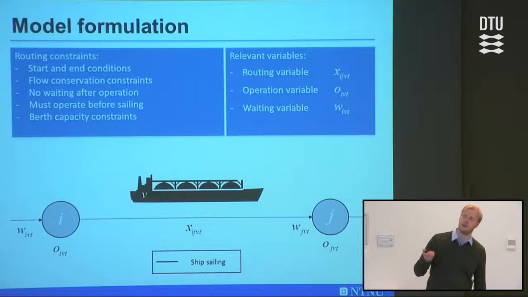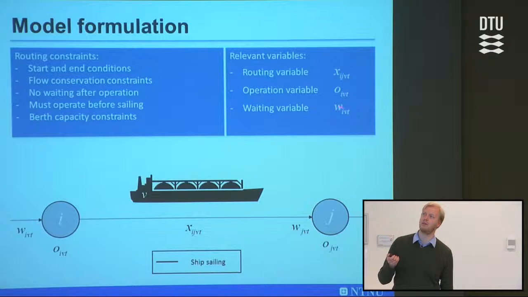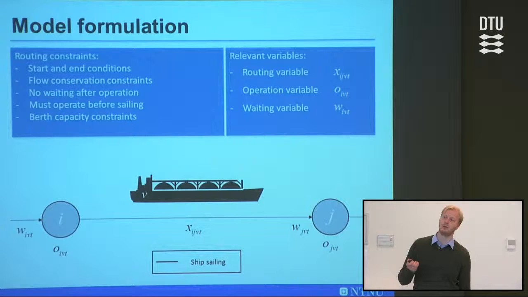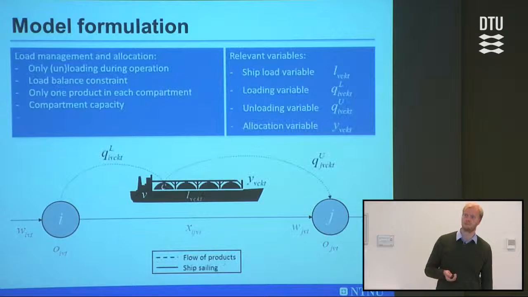And then for these we have routing variables saying if we sail from I to J starting at time T with vessel V, operating variables if we operate in this time period in this port, and waiting variables, which is basically the same, but waiting instead.